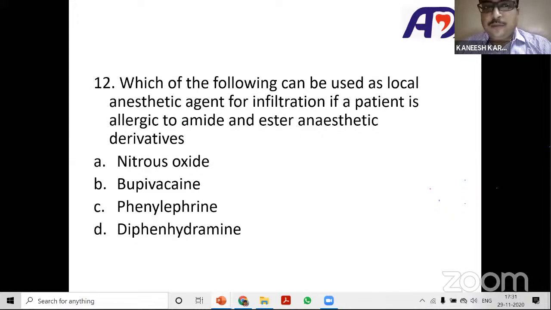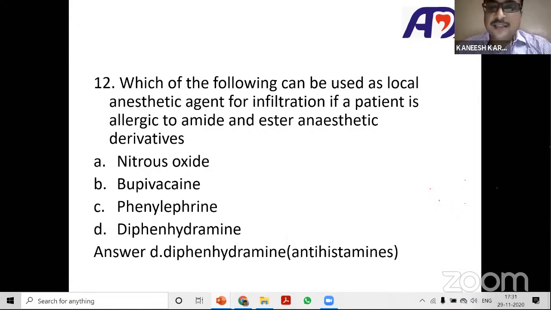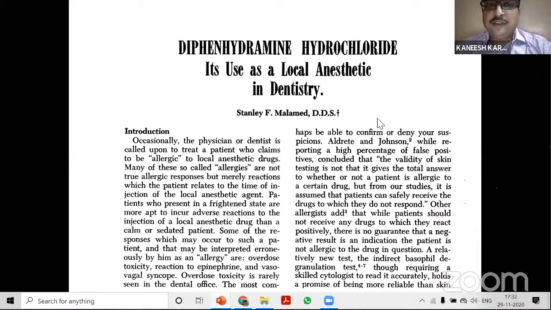Which of the following can be used as a local anesthetic agent for infiltration if a patient is allergic to amide and ester derivatives? Yes, correct. Diphenhydramine. Diphenhydramine is an antihistamine that can be used as a local anesthetic agent if the patient is allergic to both ester and amide anesthetics. Okay, this was a very old article written by the great Stanley F. Malamed himself. Use of diphenhydramine as a local anesthetic agent. Okay.